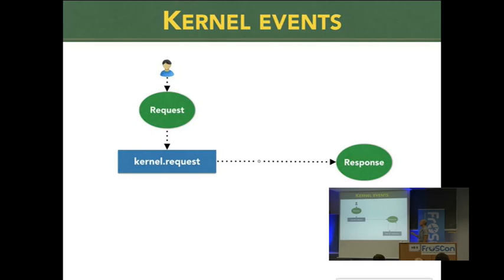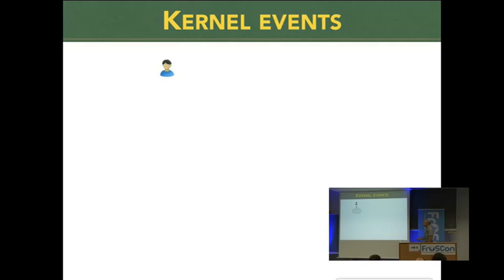Then, when a response object is created, a kernel.response event is dispatched. So we can also use it for whatever. For example, we could use Google Analytics code in that event. It's not the best idea, but we could use it for that. Sorry.